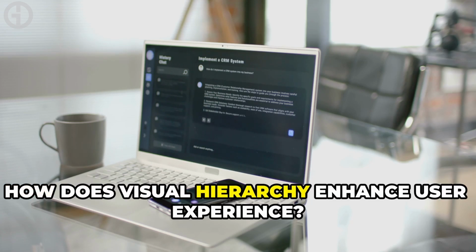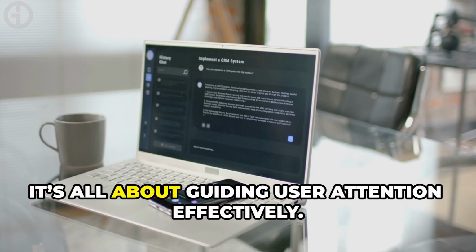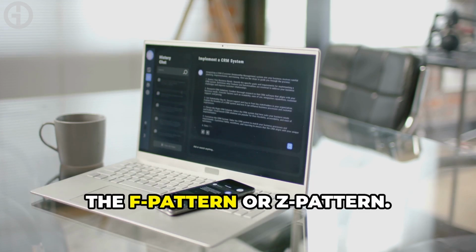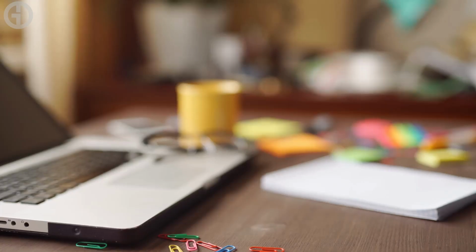How does visual hierarchy enhance user experience? Well, it's all about guiding user attention effectively. Users scan pages quickly, often following predictable patterns like the F pattern or Z pattern.